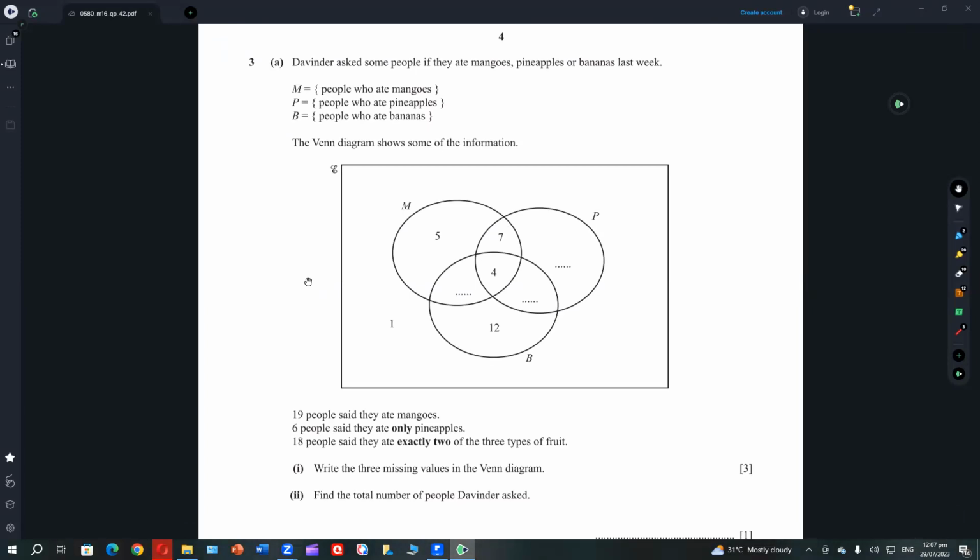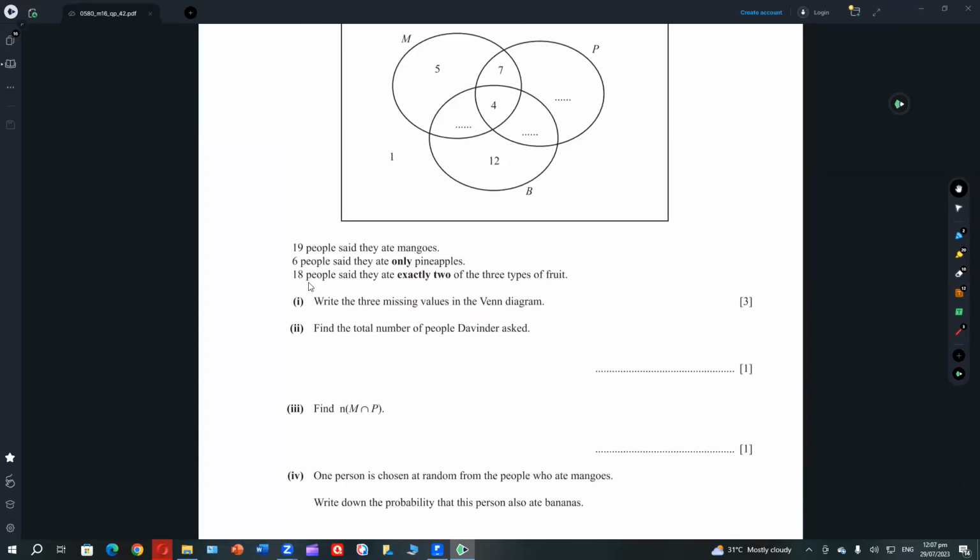Devender asked some people if they ate mangoes, pineapples, or bananas last week. M is equal to people who ate mangoes, P is the people who ate pineapples, and B is equal to people who ate bananas. The Venn diagram shows some of the information. Have you read the question? Yeah. 19 people said they ate mangoes.